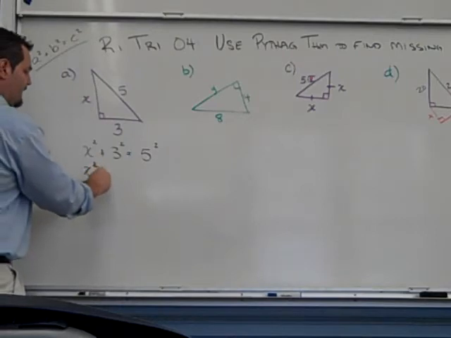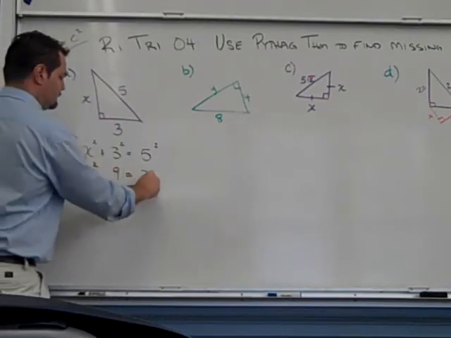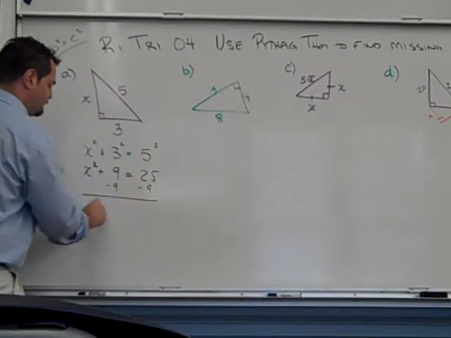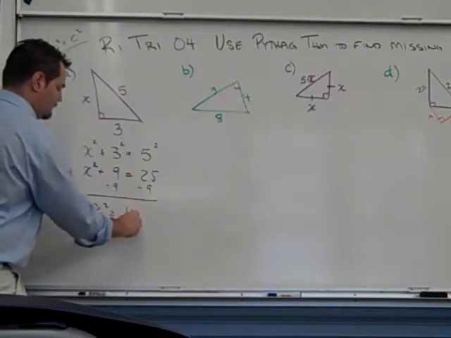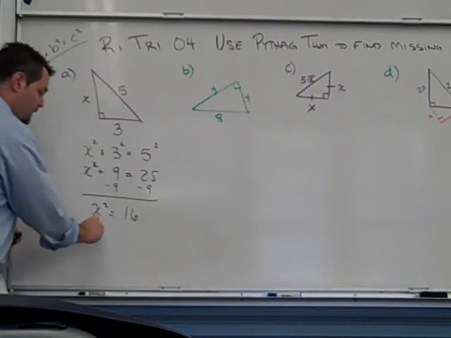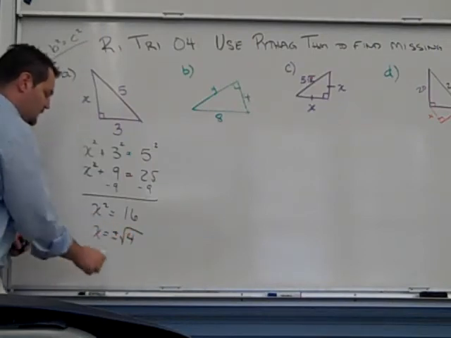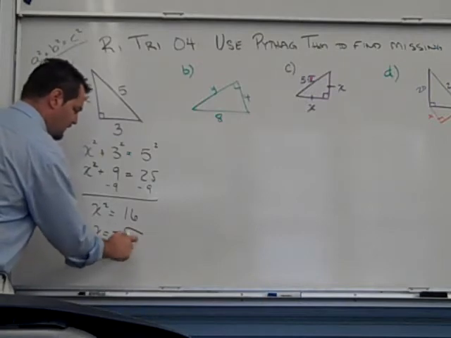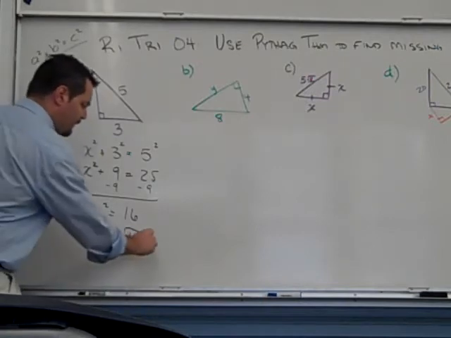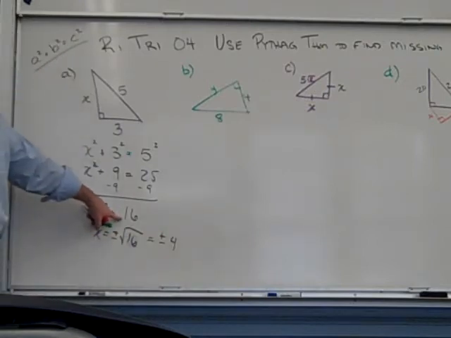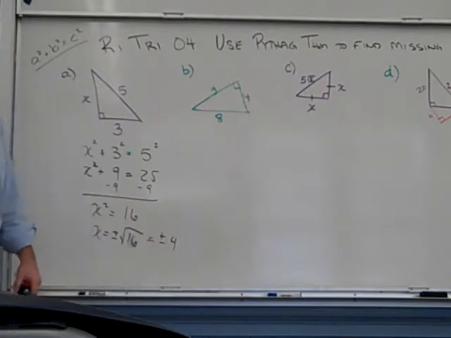Simplify whatever values I can. Subtract 9 from both sides. Take the square root. Now, when I take the square root, theoretically, I should end up with a positive and a negative value, because there are 2 numbers that multiply together to make 16. Negative 4 times negative 4 makes 16, as well as positive 4 times positive 4.